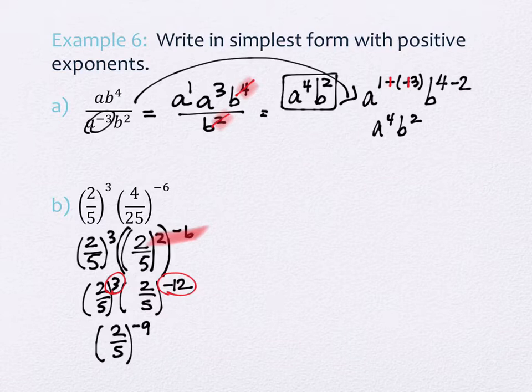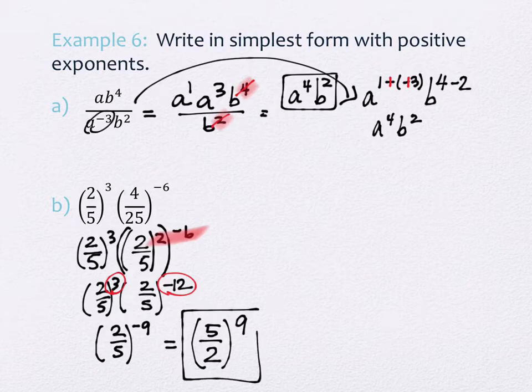This time there's a whole fraction that's negative exponented. That's not really a phrase, but we'll pretend like it is. And it means we can actually just flip it upside down. So the 9 will stay 9, but we will lose the negative because we're doing the flip. So this is 5 halves now to the power 9.